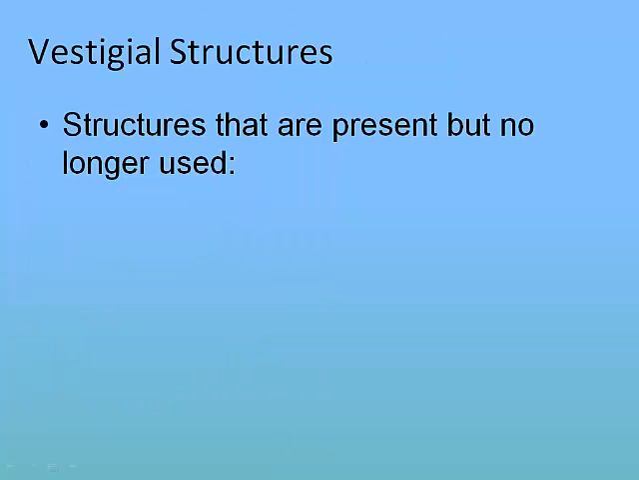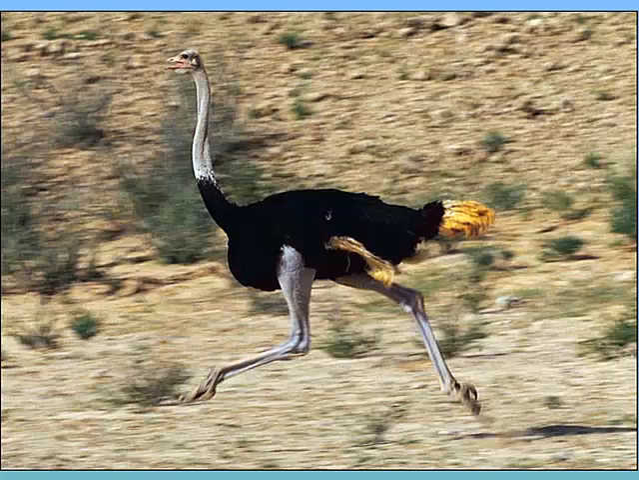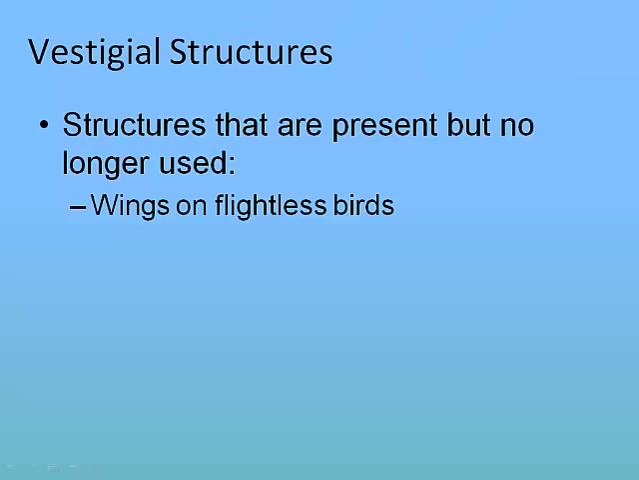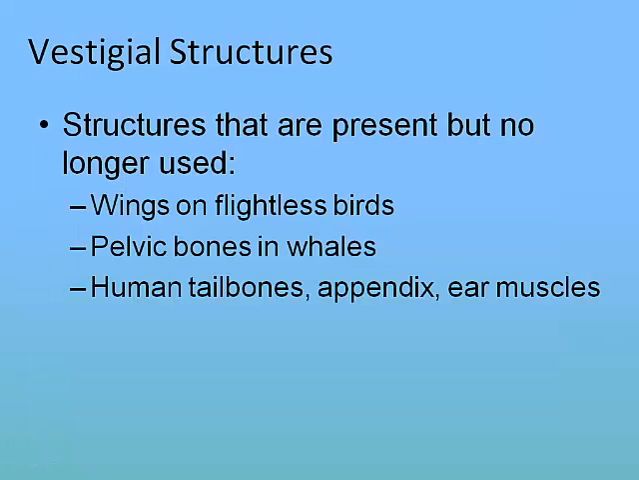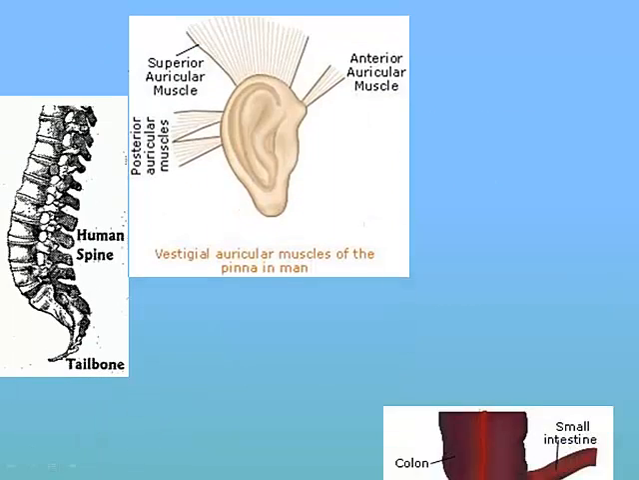Vestigial structures are evidence of evolution because they're structures that are present but no longer used. Let's look at some examples. How about wings on flightless birds? What use does an ostrich have for wings, and yet it has wings? Pelvic bones in whales. Whales have pelvic bones, but they don't have pelvic limbs, back legs. What use are they? Humans have tail bones, appendix, and ear muscles.